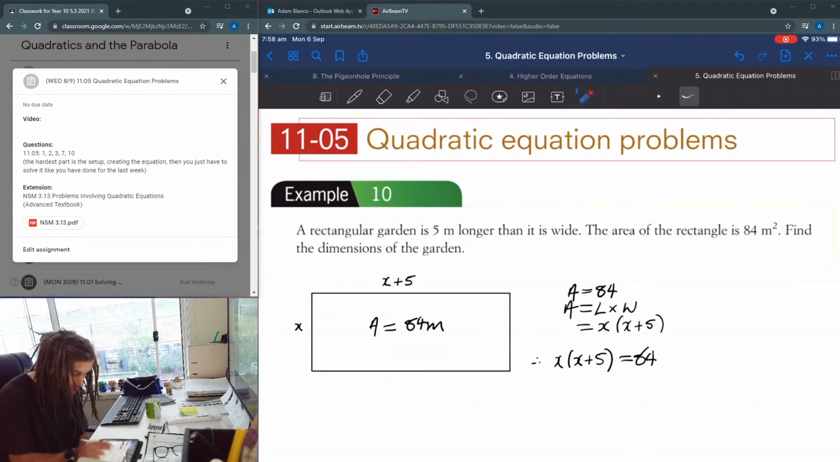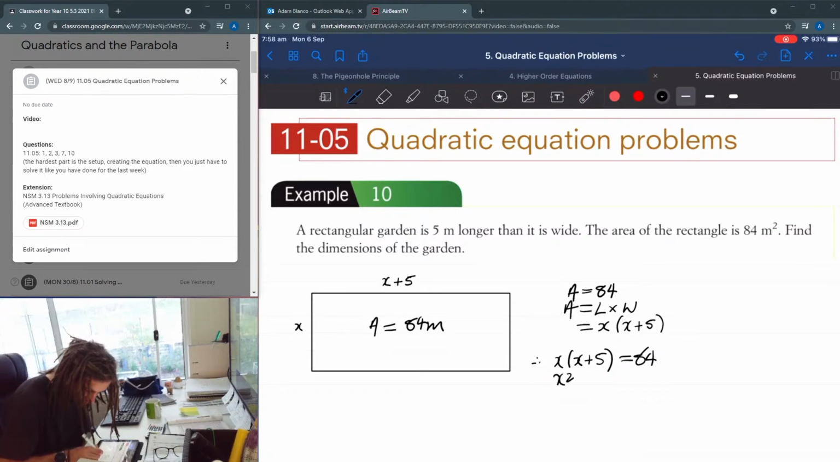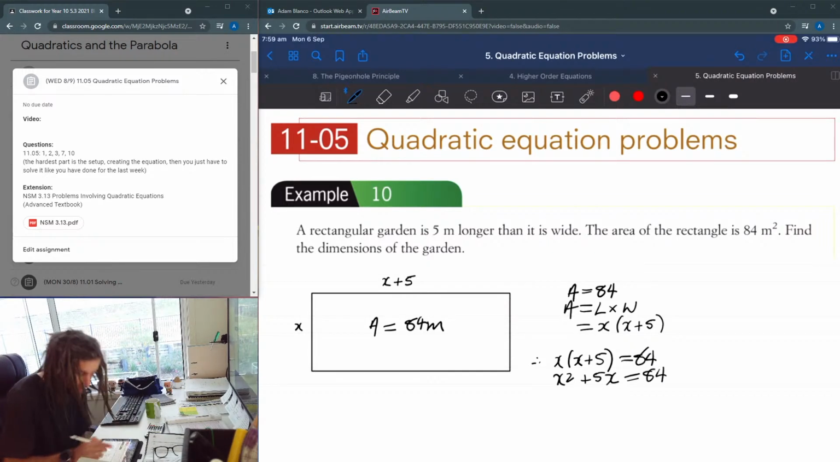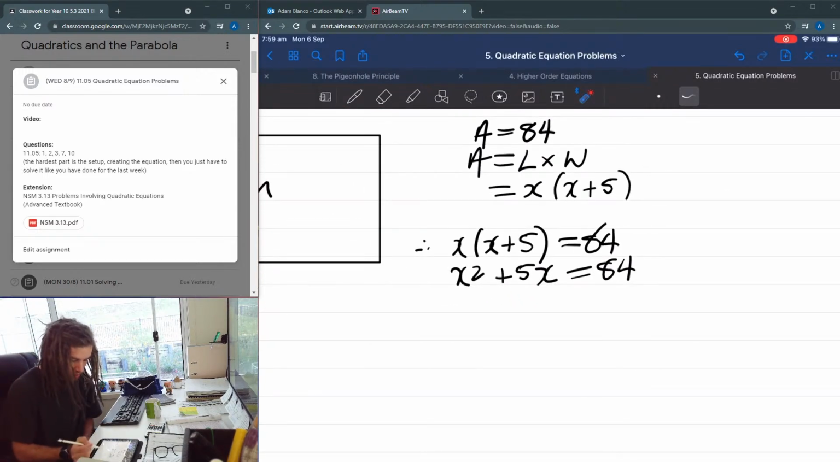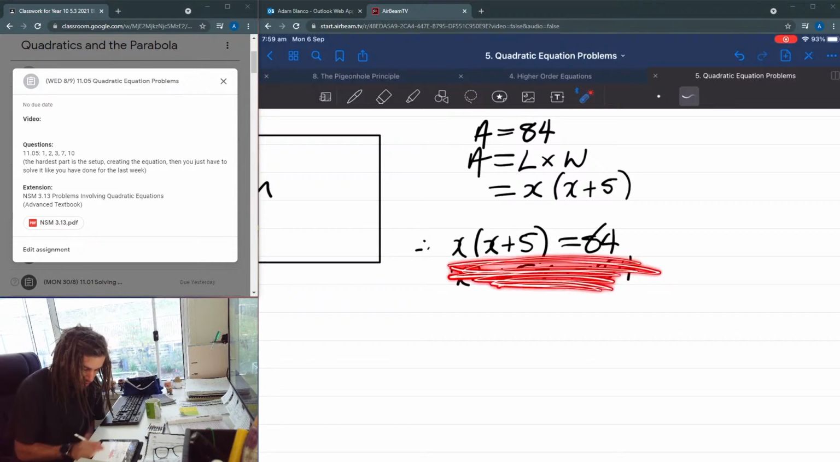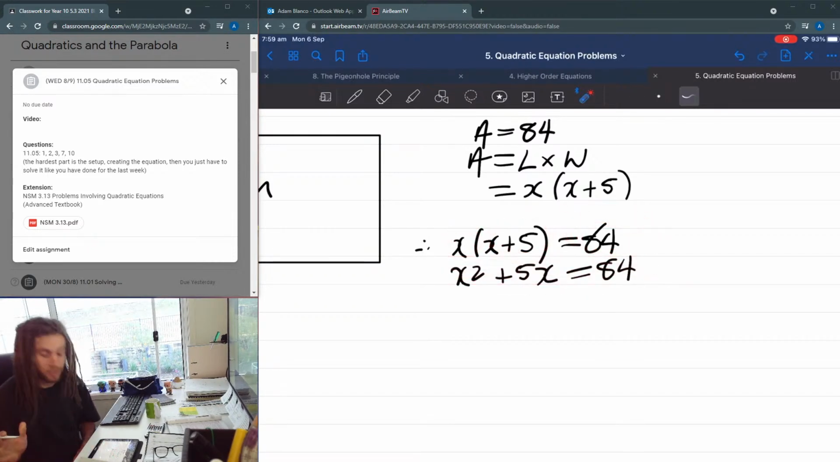I want the dimensions of the garden, which means at some stage I need to solve this for x. So when you're looking at this, first thing you probably want to do is expand it. x squared plus 5x equals 84. And this is the trap that I was trying to tell people about before, that people fall into. People start going, okay, well, maybe I'll just say that means x equals 84 and x plus 5 equals 84. Can't do that, so that's when I drew that big thing. Can't do that because the null factor theorem means 0. This has to have a 0 in it.